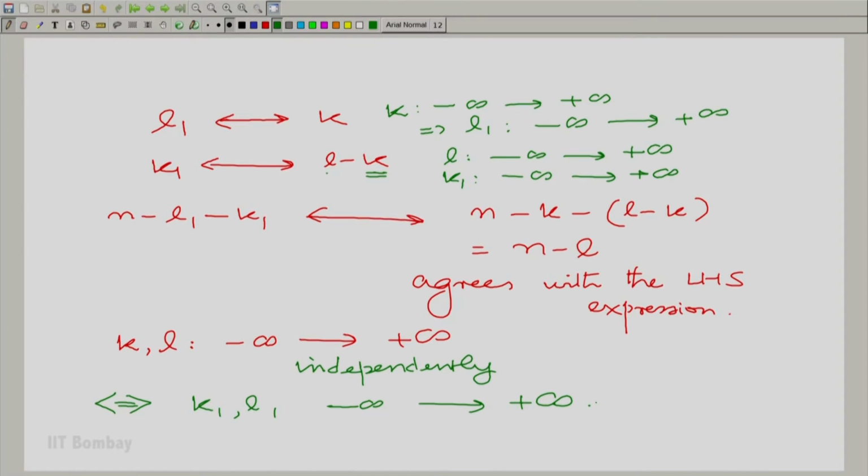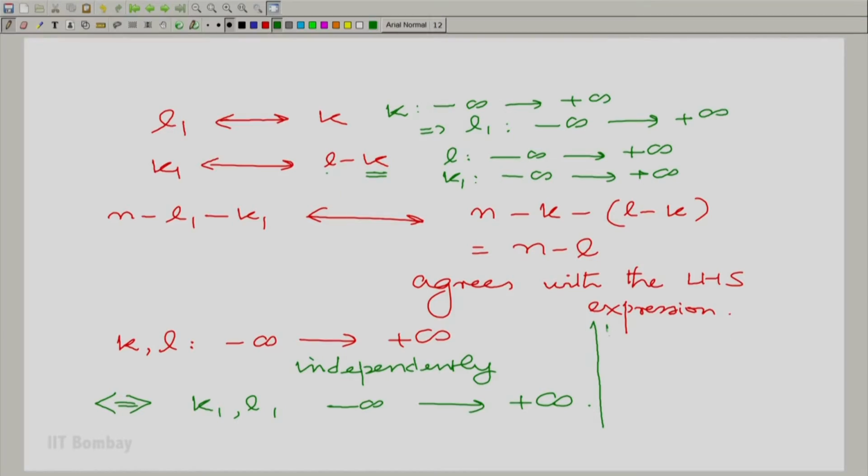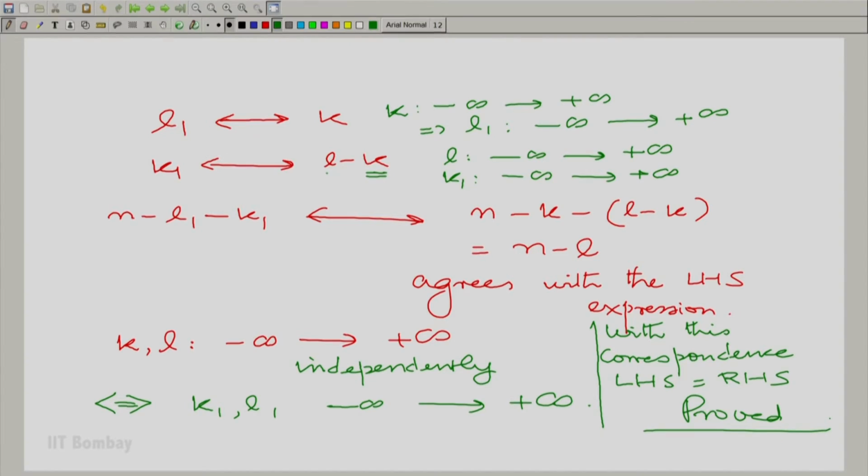So, when we make this correspondence, we notice that we have exactly the same expression. So, we have nothing left to do in the proof. We have the same range of summation, we have the same expression, and therefore, the left hand side is equal to the right hand side. So, let us write it here. With this correspondence, the left hand side is equal to the right hand side, and hence we have proved what we wanted to prove. Now, we need to look at the continuous case.